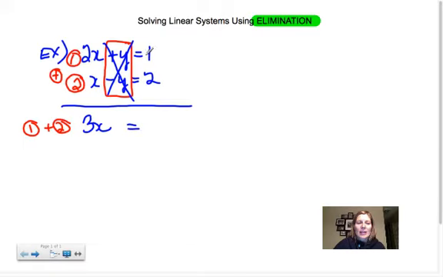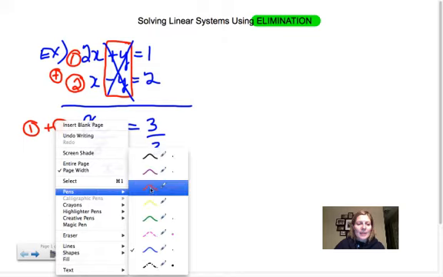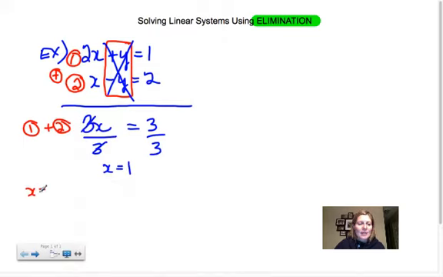Then I'm going to go over here, and I have a 1 plus a 2, which is going to give me a 3. And now I just solve for x. I'm going to divide both sides by 3, and x is going to turn out to be 1. I need to find out what the y value is, so I'm going to plug x equals 1 into either equation 1 or 2. It doesn't matter. You choose the one. I'm going to plug it into 2, just for fun.